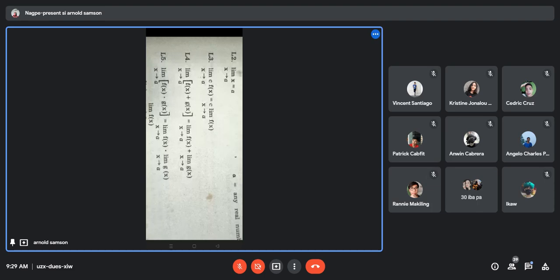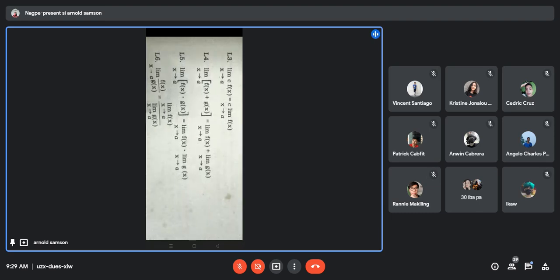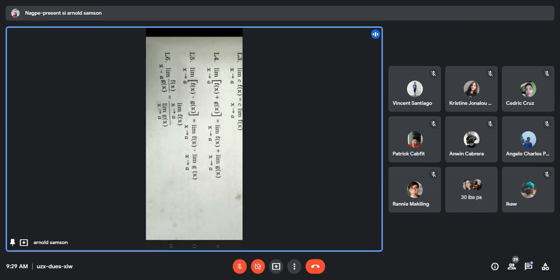And then the limit of a function, product f of x g of x. So anong gagawin natin? We get the product of the limit of f of x when x approaches to a multiply the limit of g of x when x approaches to a. So, product rule naman niya, no? Kanina, constant in a function, no? Yung product ng constant, yung c, the limit of c f of x, no? So, dito naman ngayon, the limit of two functions, getting the product of the two functions na tayo, no?